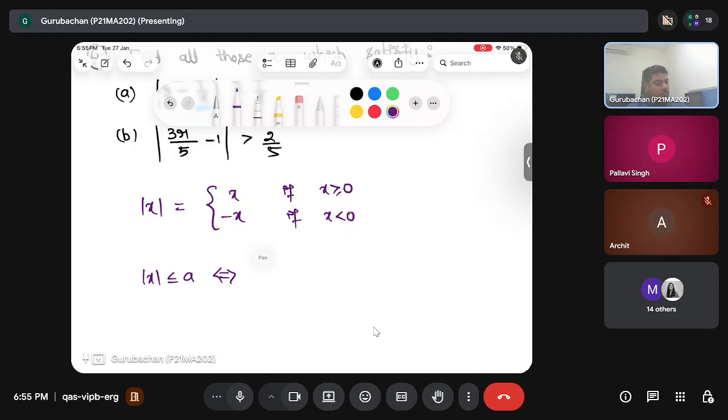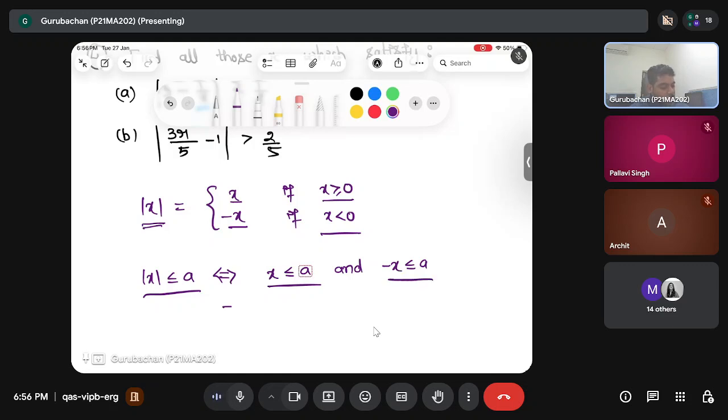You can say x is less than or equal to a, and minus x is also less than or equal to a. Why? Because of the definition of mod x. It gives x when x is positive, and it gives minus x when x is negative. Here you are not aware whether x is positive or not, but mod x is anyway positive. So x will be less than or equal to a, and minus x will also be less than or equal to a.